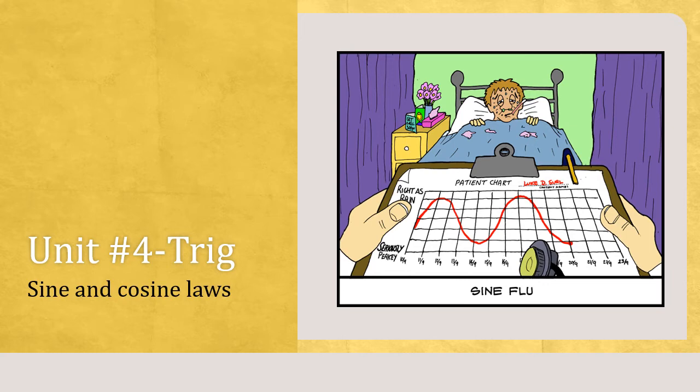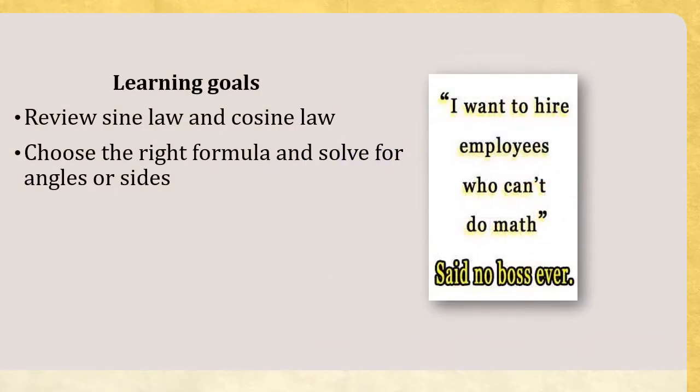We are continuing with our review of trigonometry, which you should have done in grade 10 academic, focusing on sine law and cosine law for this lesson. Our learning goals, again, we're going to review sine law, cosine law, and then we are going to hopefully correctly choose the right formula and solve for angles or sides.